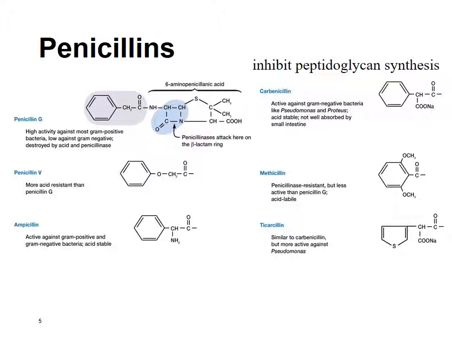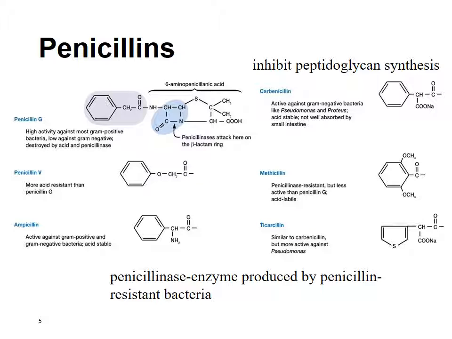Penicillins G and V, the first two shown here, are naturally occurring, and both are narrow spectrum. Penicillin G is acid sensitive, so that means it's destroyed by stomach acid and has to be injected. Penicillin V is more acid resistant, so it can be given orally.